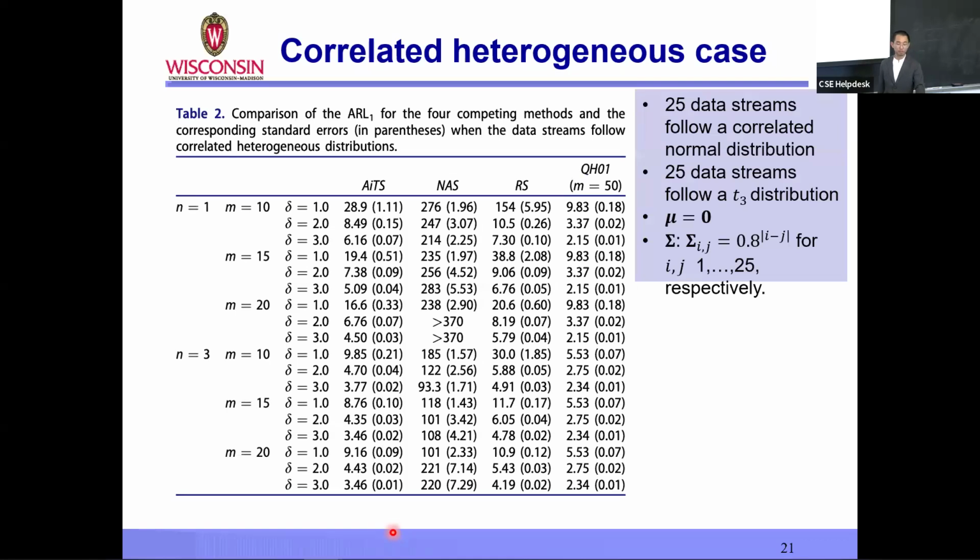Another scenario that we consider is when the data are correlated with each other. A similar trend can be observed. First, our proposed method is better than the NAS and the random sampling. And also for these scenarios, our performance is very comparable to the one with the full observations available.